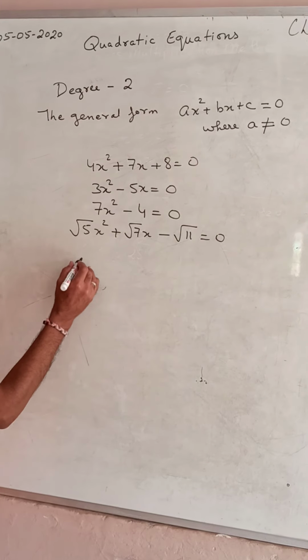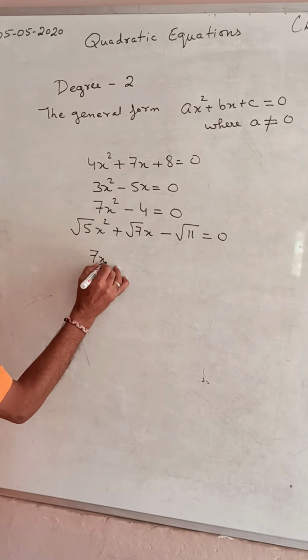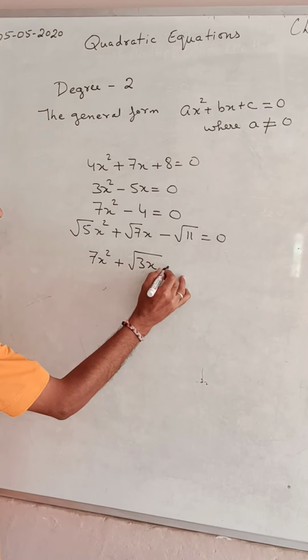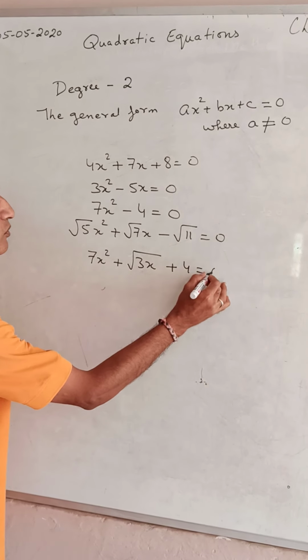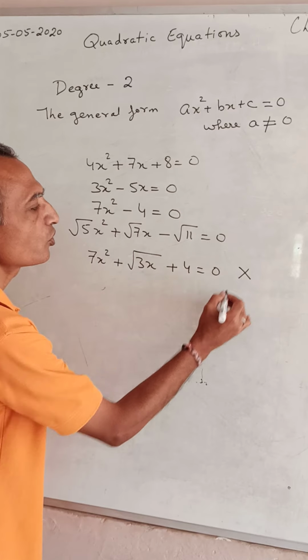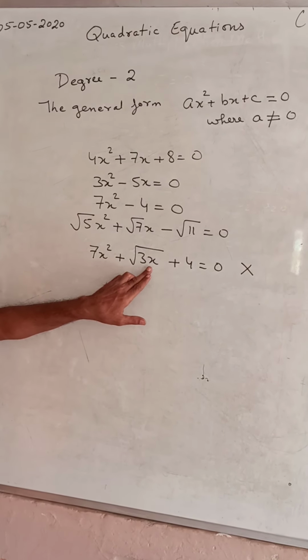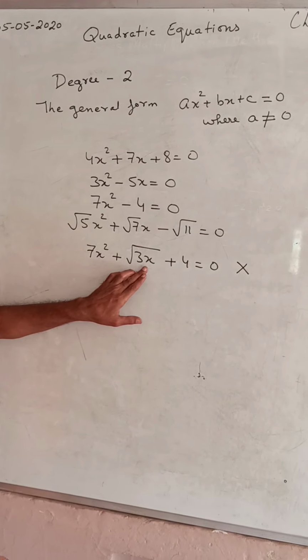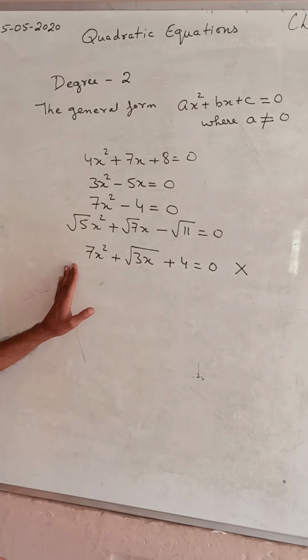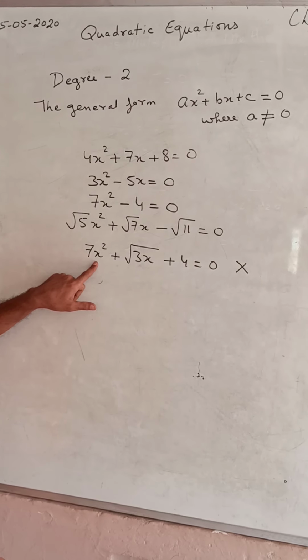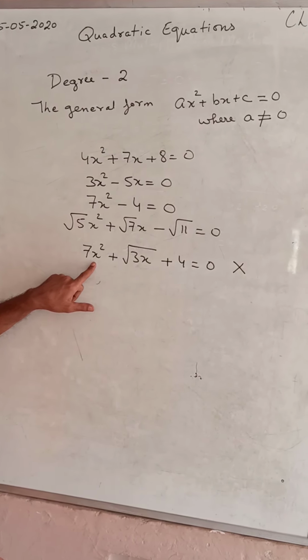But if we write an equation 7x square plus under root 3x plus 4 equals to 0, it is not a quadratic equation, because the x is within the under root sign, and if we want to take out this x, then I have to square the whole thing, and this power changes to 4. Therefore, this is not a quadratic equation.